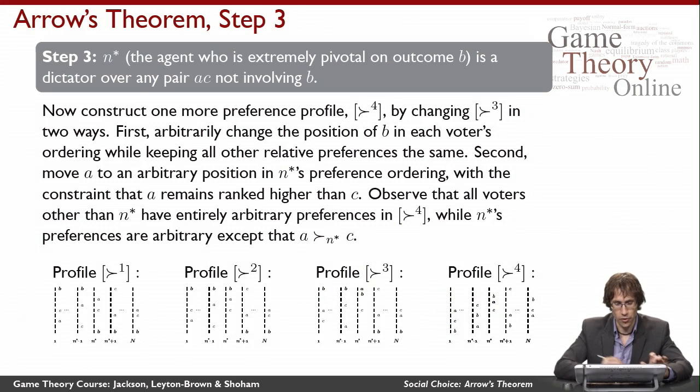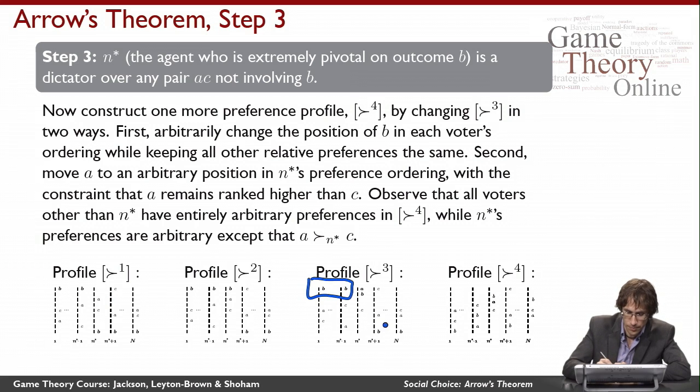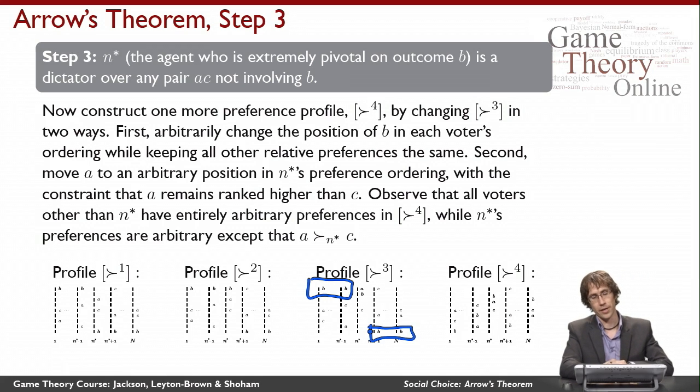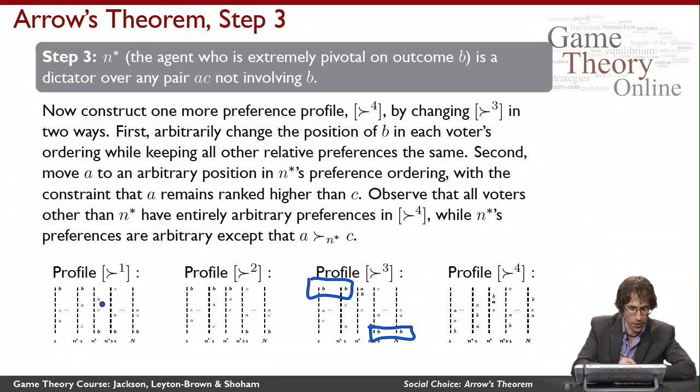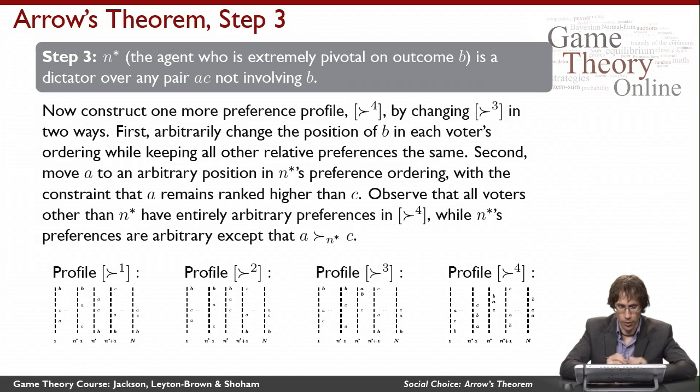And what I want you to observe now is that all voters other than n star at this point have completely arbitrary preferences, because the only things that we had assumed about those voters ever before was the position of the Bs. Those are the only things that we had bold in those figures, because that's all we assumed. All this other stuff here is just completely arbitrary. Furthermore, n star also has arbitrary preferences, except for the fact that A is preferred by n star to C.